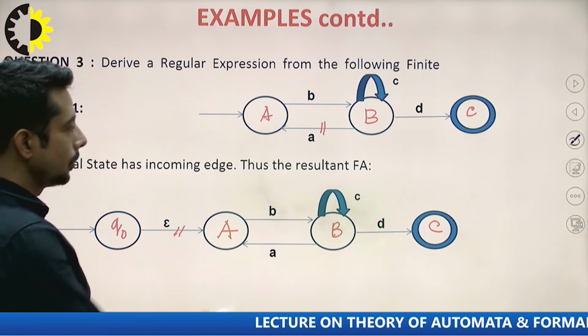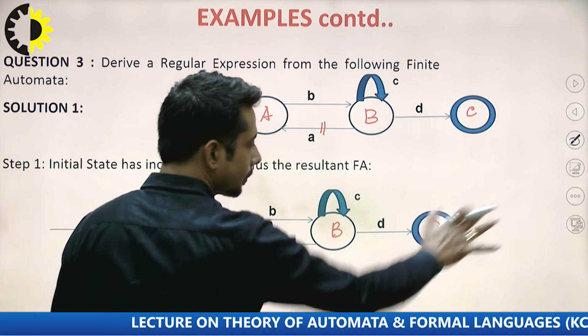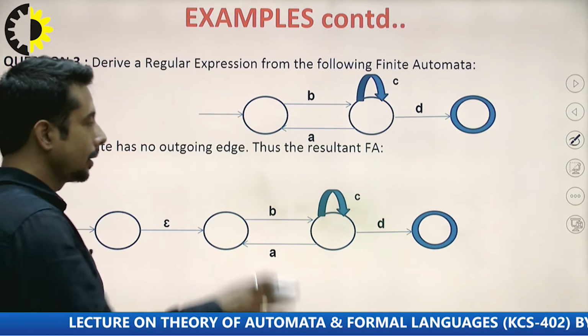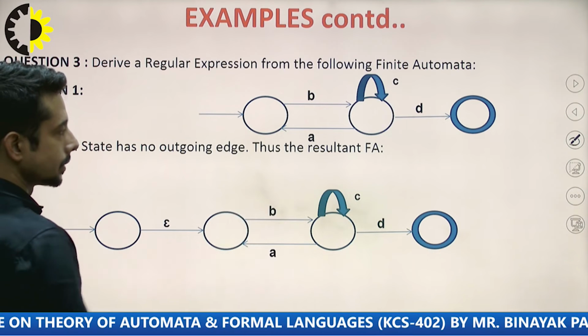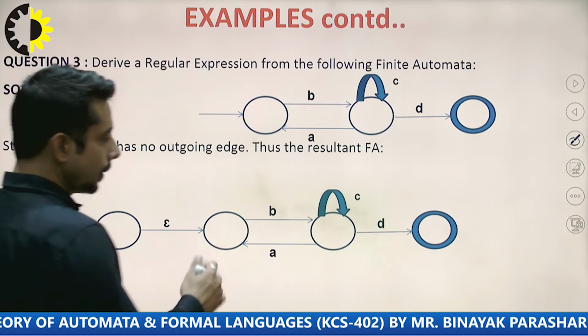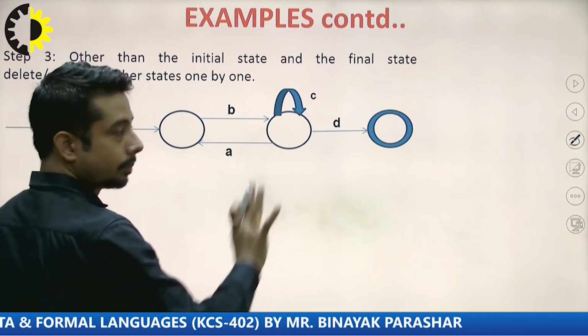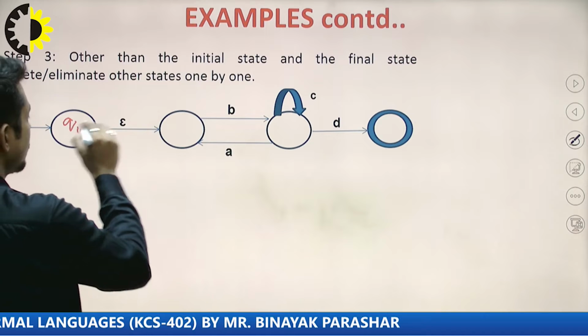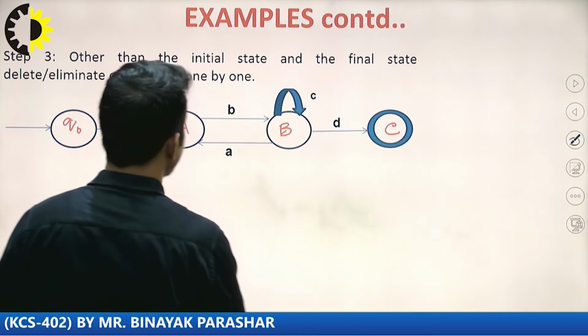Now, let's go to the resultant part. If you look into this entire diagram, in the second step, is there any outgoing edge from the final state? No. Therefore, the diagram will remain as it is. Correct. Now, if we want to delete states, this is the step number 3 part where I have marked Q naught. This is A, this is B and this is C. Correct.